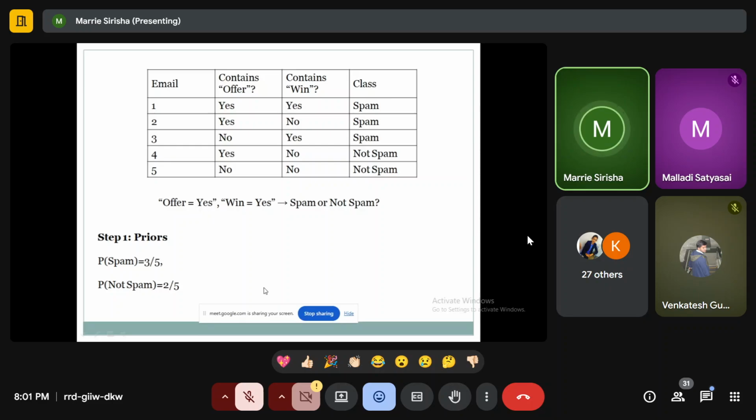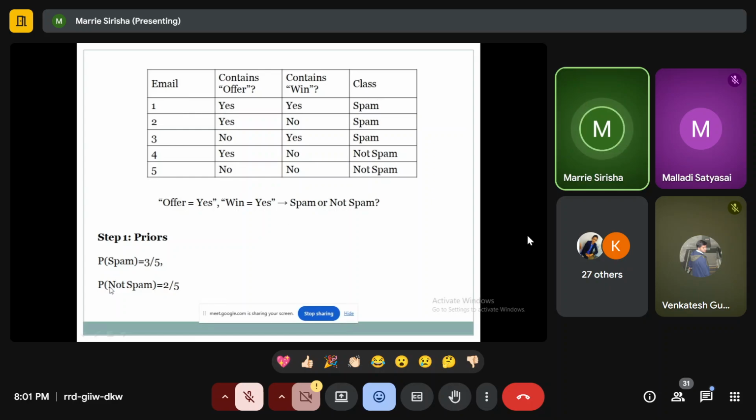సో ఫస్ట్ స్టెప్ లో ఏం చేయాలి? వీ హ్యావ్ టు క్యాలిక్యులేట్ ద ప్రాబబిలిటీ ఆఫ్ స్పామ్, ప్రాబబిలిటీ ఆఫ్ నాట్ స్పామ్. ఫర్ దట్ వీ నీడ్ దిస్ డేటా సెట్. ఇక్కడ నాకు స్పామ్ అని ఎన్ని ఉన్నాయి? క్లాసెస్ 1, 2, 3. సో 3/5. 3 is nothing but the spam that I have, and 5 is the whole thing.